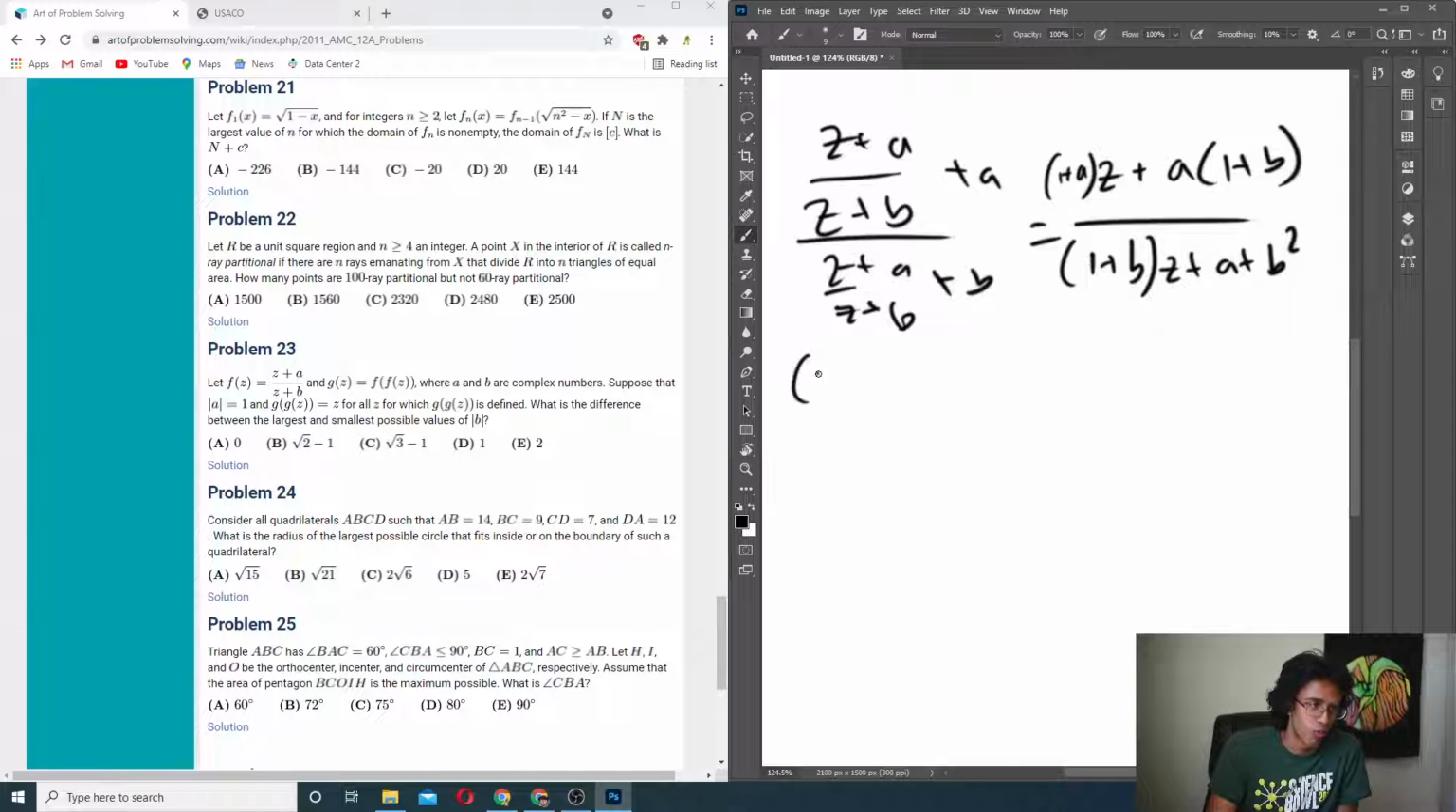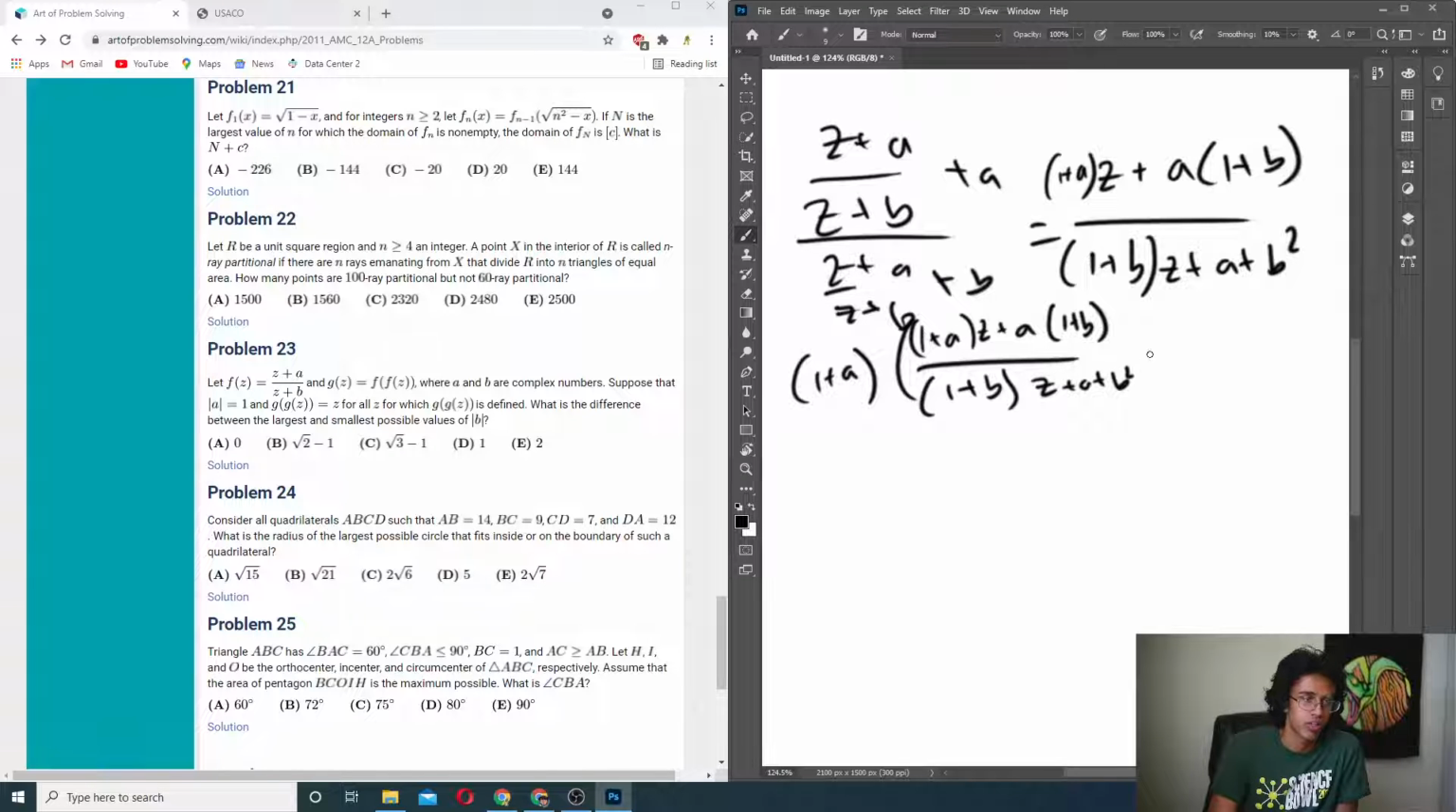So we have 1 plus a times 1 plus a z plus a times 1 plus b over 1 plus b z plus a plus b squared. This whole thing plus a times 1 plus b. So let's just do the numerator first. I don't think we want to bog ourselves down with the denominator too. So essentially, we could just multiply it out and then ignore it.